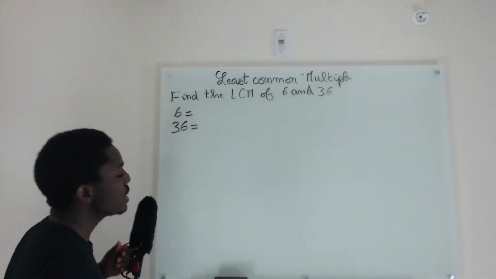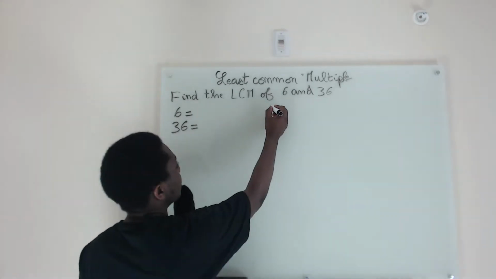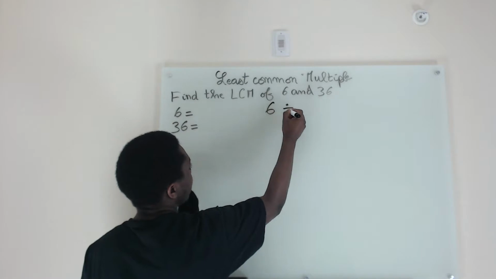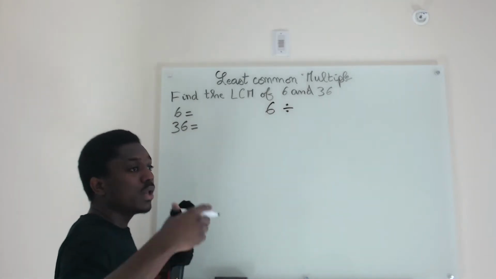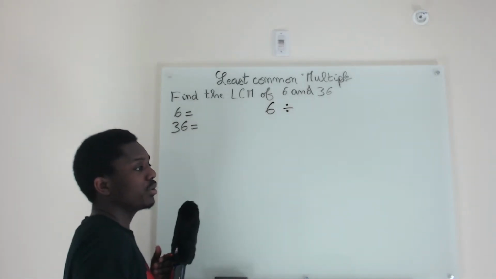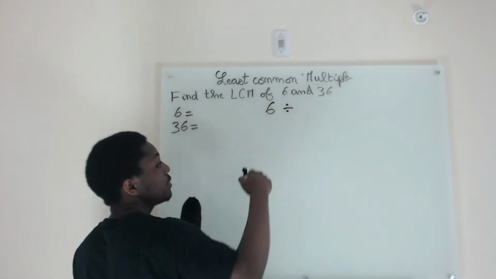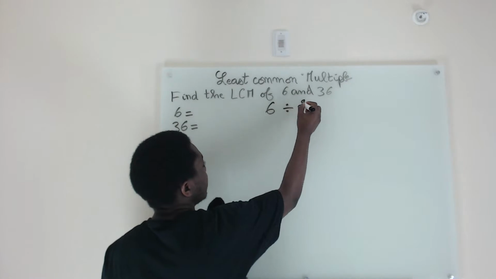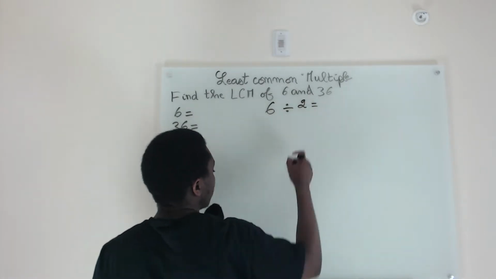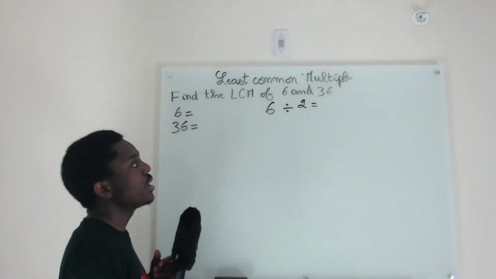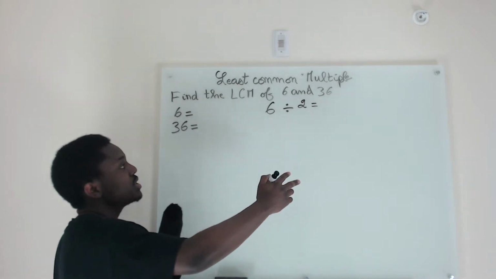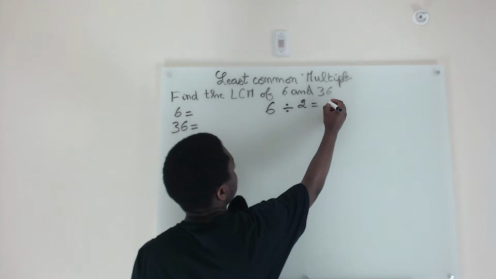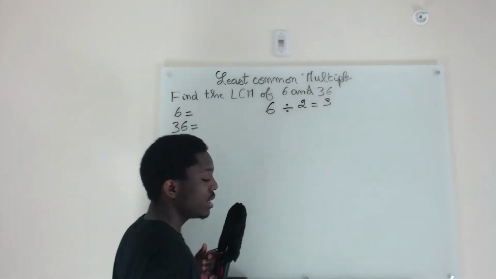So the way you do that is you take the number 6 and you put divided by. When you are looking for the prime factorization, you always have to start with the number 2. So you put 6 divided by 2. Now you do the division. So 6 divided by 2 is what? Is 3. So the answer is 3.